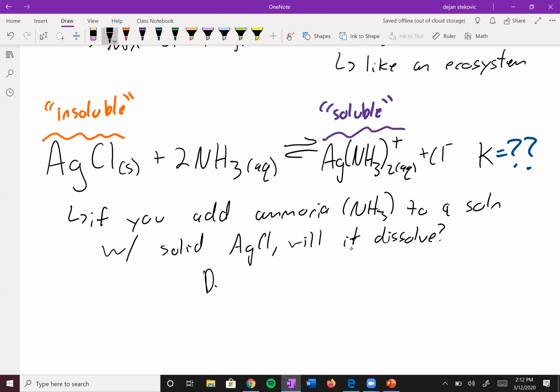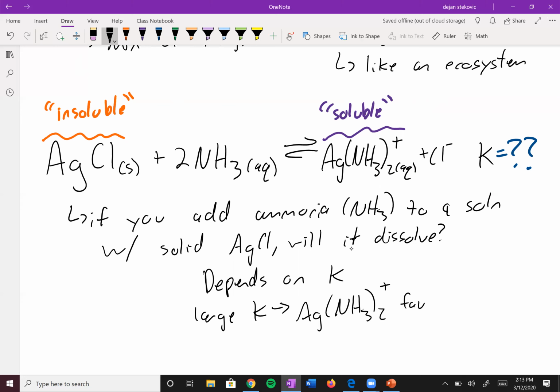And again, this depends on this K. If we have a large K, what does that mean? It's going to be more soluble, right? Large K favors the products. In this case, the products are soluble. So a large K means that this silver ammonia complex is formed or favored, and so it's soluble. What if this K value is small? Which side is going to be favored? The reactant side. In this case, that's the solid.